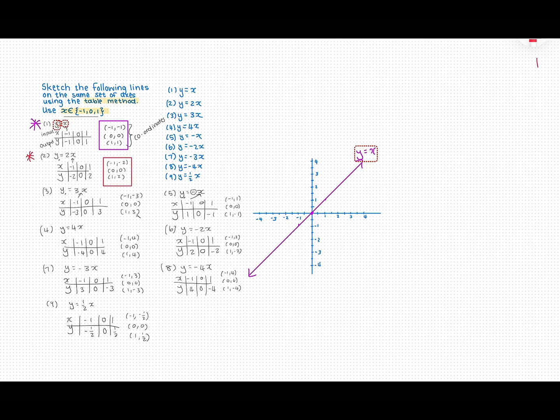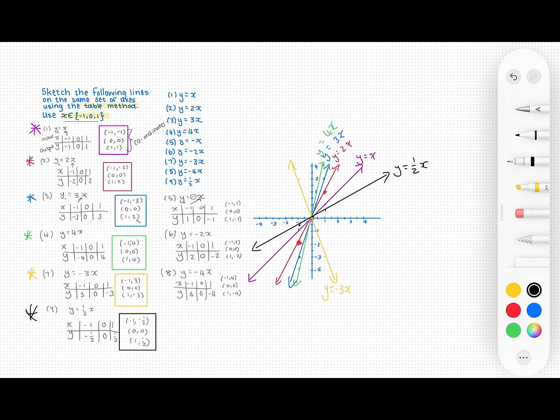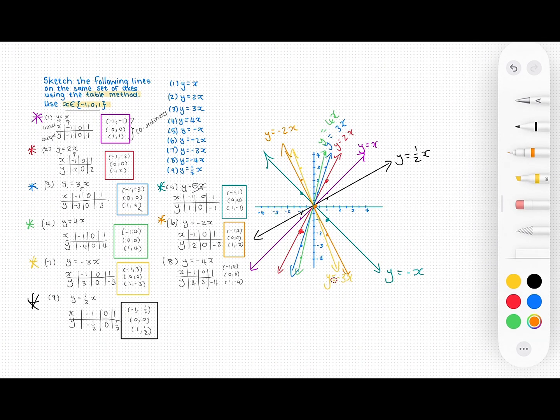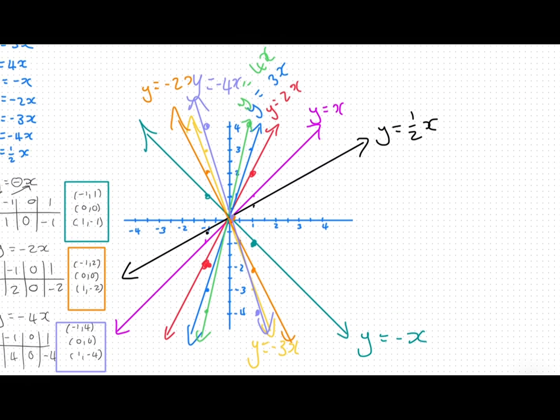Now continue this process, indicating perhaps different colors or types of lines for the different functions so you can see the lines are different and what is belonging with which table. So I'm going to go from 1 to 9 in different colors and I'm going to plot them accordingly. And here we have all 9 functions plotted on the Cartesian plane.